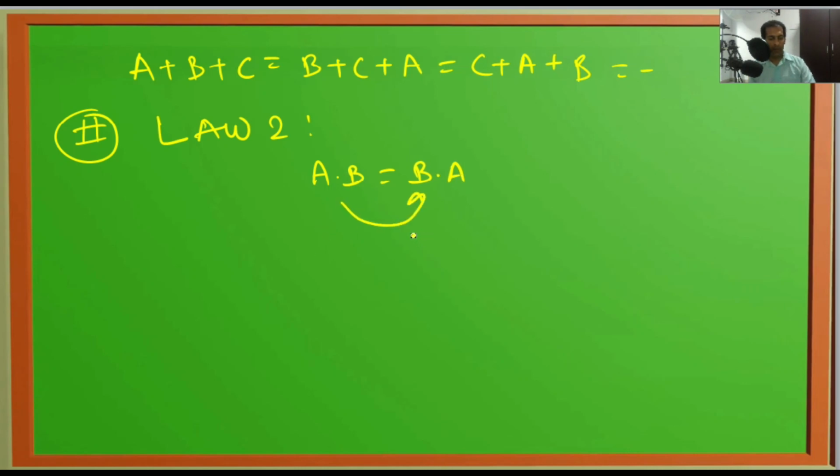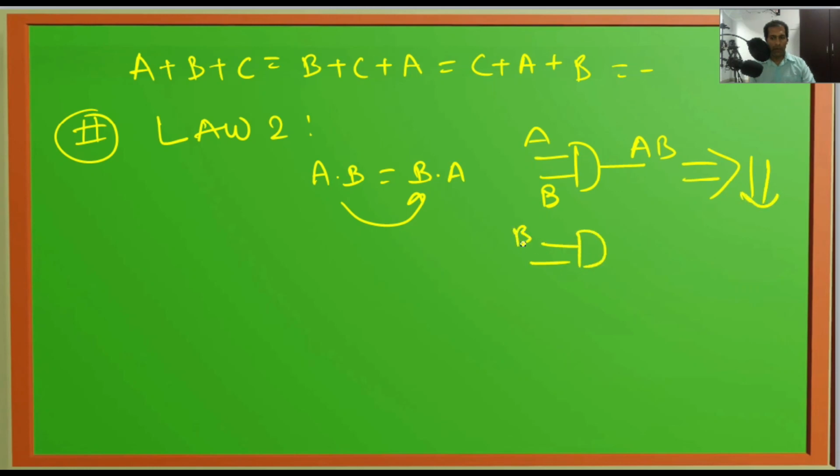So this one is possible to transfer. So in diagram wise, if we want to say, this is A, B, and output will be A, B. This will be equal to, this is B, this is A, output is B, A. These are same.